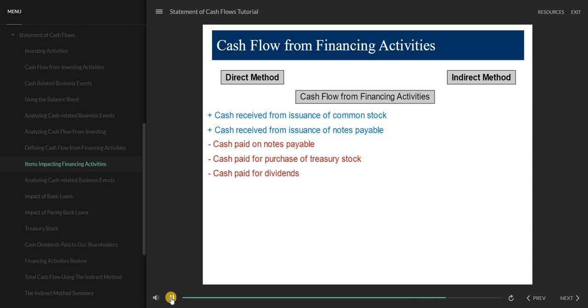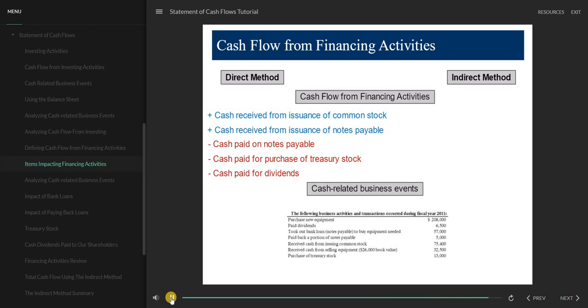To obtain this level of detail regarding cash movement, we must refer back to our cash-related business events which occurred during this period.